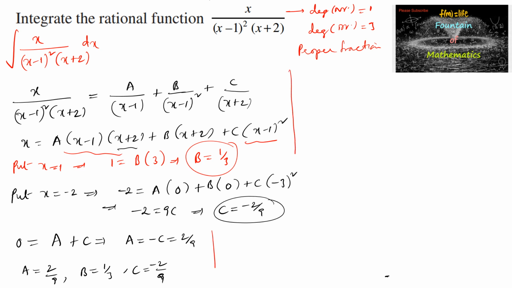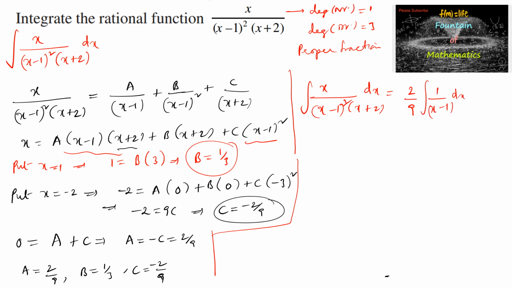and hence we can write the integration x upon x minus 1 whole square into x plus 2 dx is equal to a upon, that is 2 by 9 times of integral 1 upon x minus 1 dx plus b times of, that is 1 upon 3 times integral 1 upon x minus 1 whole square dx, and minus 2 upon 9 times integral 1 upon x plus 2 dx.